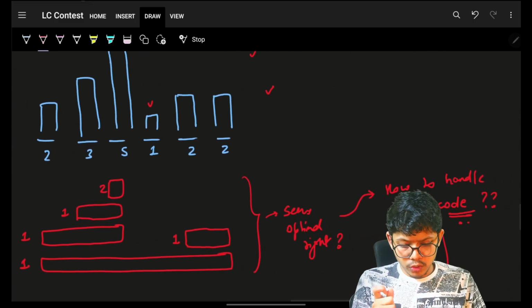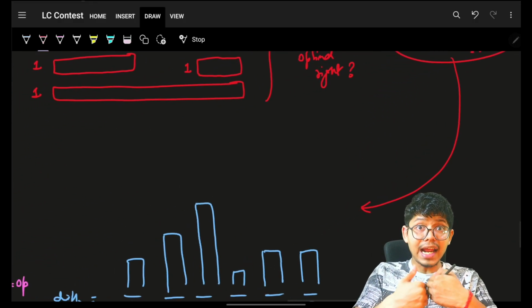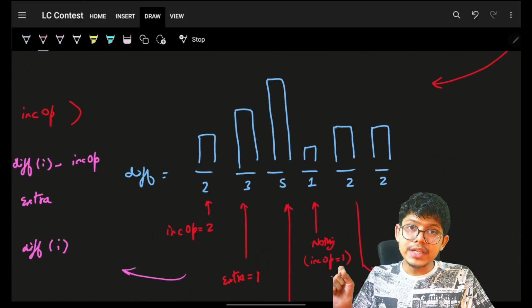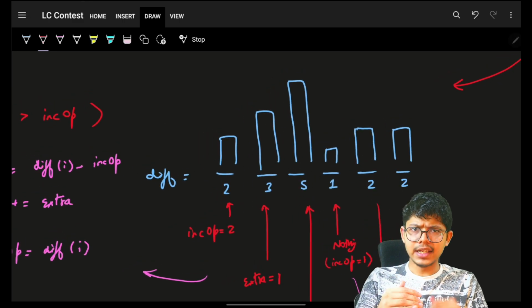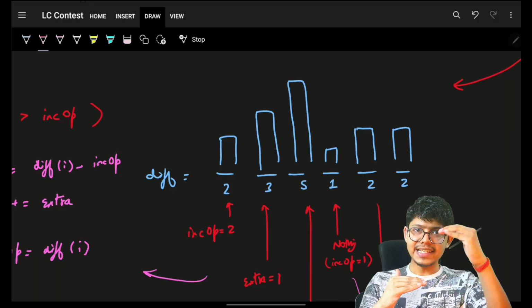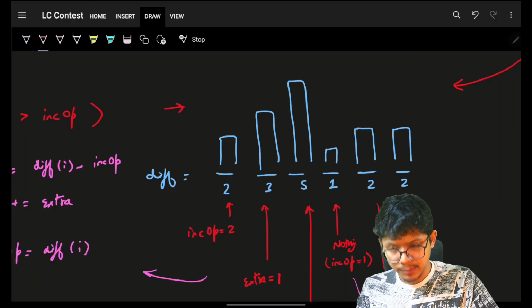How to solve it in code is a question. So we will see this and we'll try to handle this. How? Let's go incrementally. So in the very beginning, my answer, again, right now I'm showing you for the increase when the diff is positive. Same will apply for diff is negative. But now I'm going in this direction.